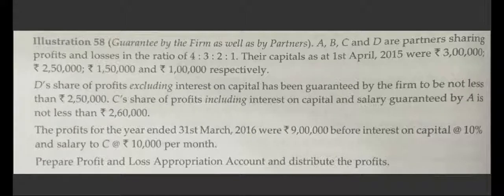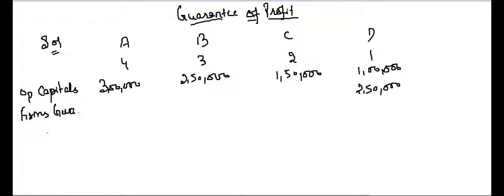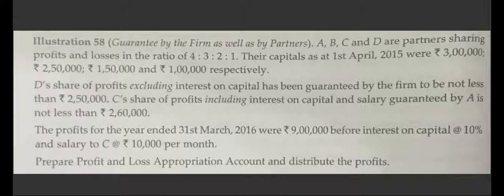Let's read further. Further it says C's share of profits including interest on capital and salary guaranteed by A is not less than 2,60,000. Now C's share of profit is guaranteed by whom? A, his good old friend. A's guarantee to C, guarantee of 2,60,000. This is including interest on capital and salary.